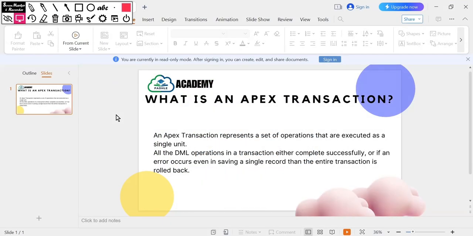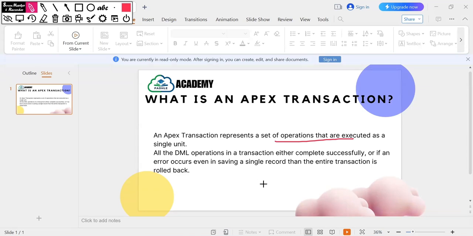In this tutorial, we are going to discuss another interview question. The question is, what is an Apex transaction? Now, an Apex transaction represents a set of operations that are executed as a single unit. That is what we call an Apex transaction.